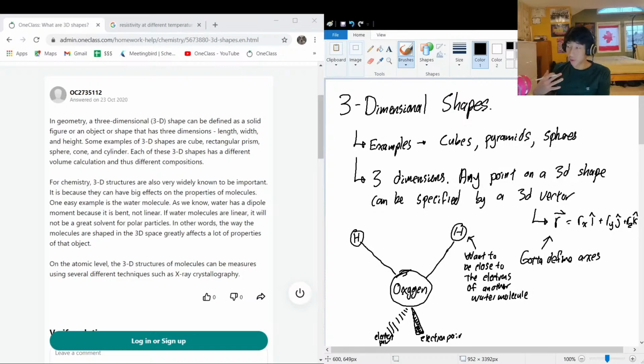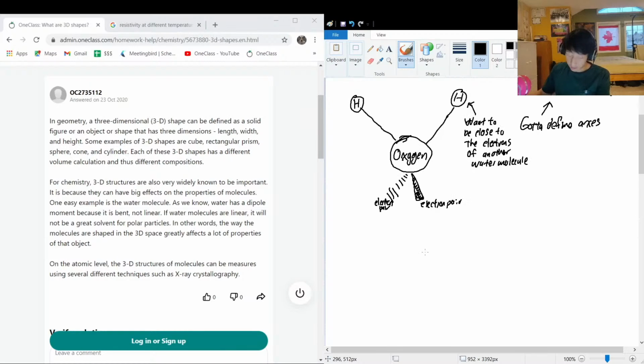So those hydrogens want to be close to the electron pair, and you can kind of see how these could start to crystallize in a certain way. These are separated by an angle of 120 degrees, I believe. Imagine this: when water freezes, you see snowflakes. That crystallization pattern is all dependent on the 3D geometry of the component molecules that make it up. Because of this bent shape, this is why we might see hexagonal snowflakes that look like this.